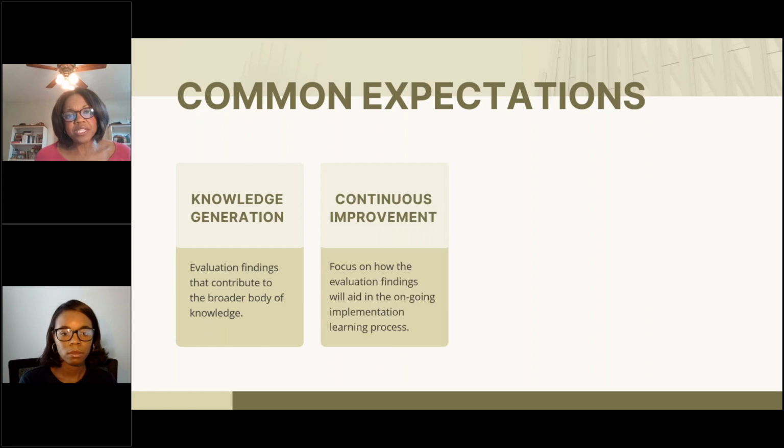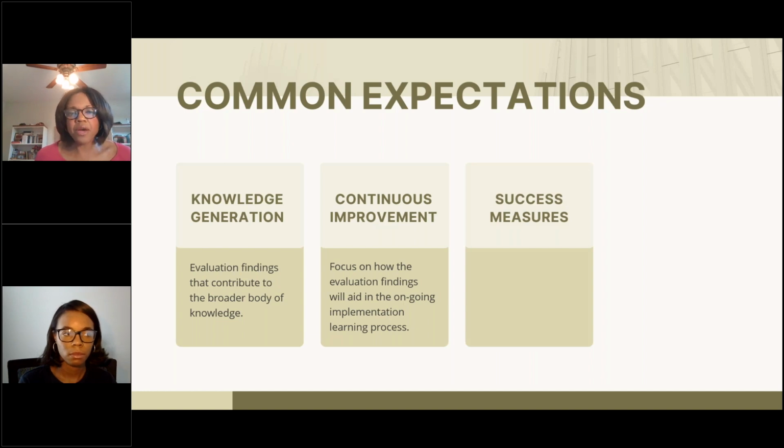The other piece is whether there is an emphasis on continuous improvement. That's really the focus of the evaluation findings: how is the project team going to use the findings to help with implementation and changes to the project? And I would say that even if the solicitation doesn't highlight continuous improvement, you will want to make sure that you include it within the evaluation. But if it is identified in the solicitation, you want to make sure you're emphasizing it and telling the reviewers in the grant proposal how the evaluation findings are going to be used.